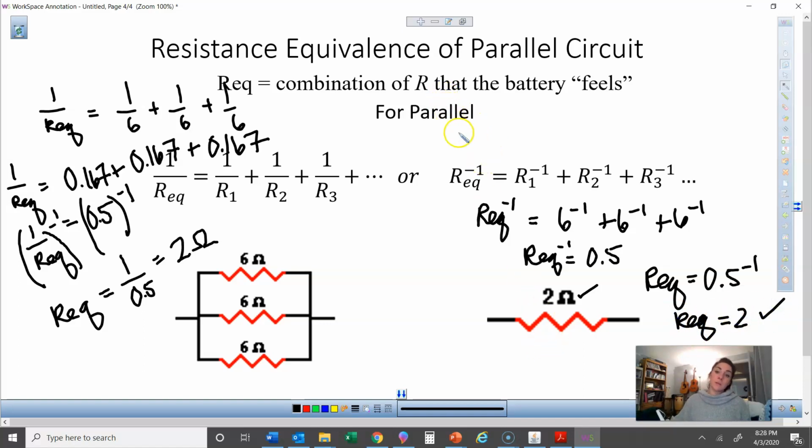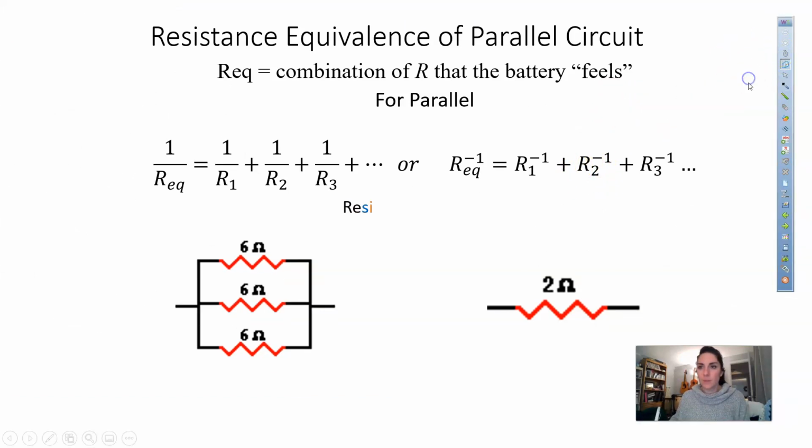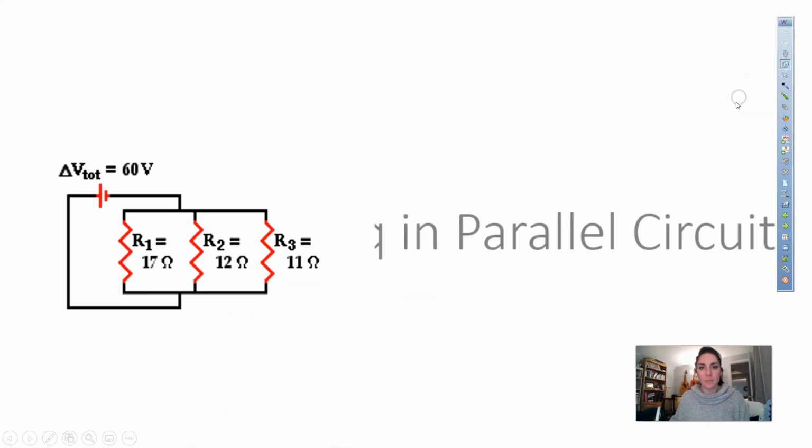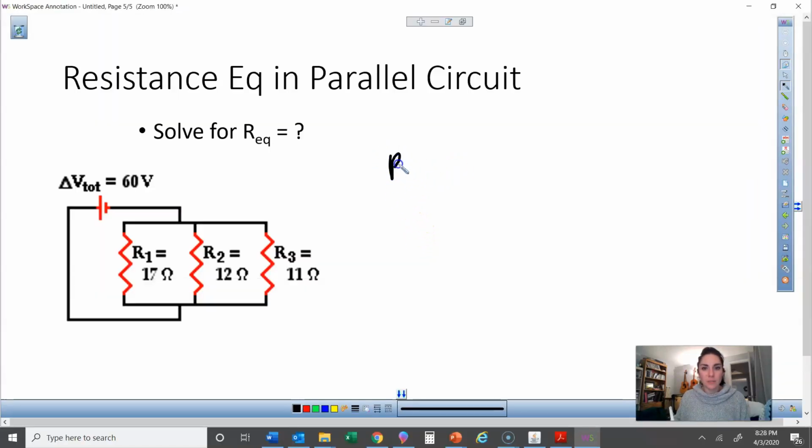So in a parallel circuit, you reduce the resistance, whereas in series, you add resistance. Okay. So I have the same kind of example here. So I'm going to do it like this.